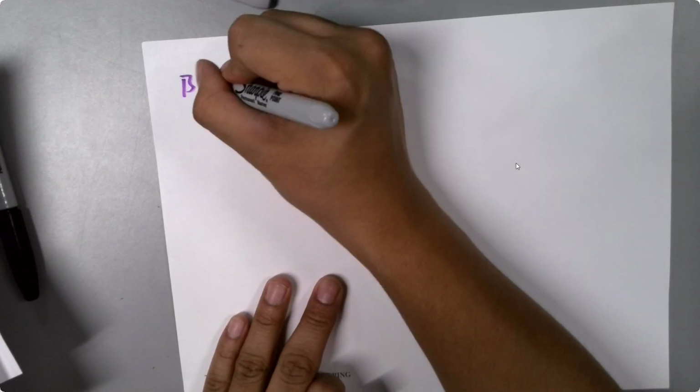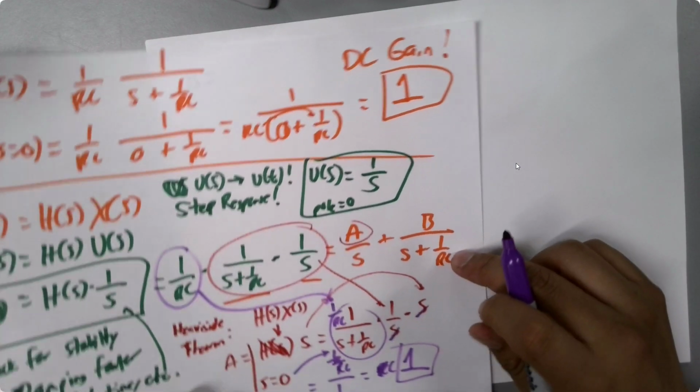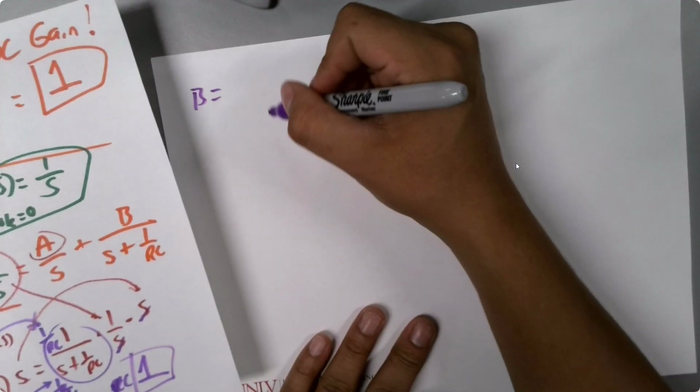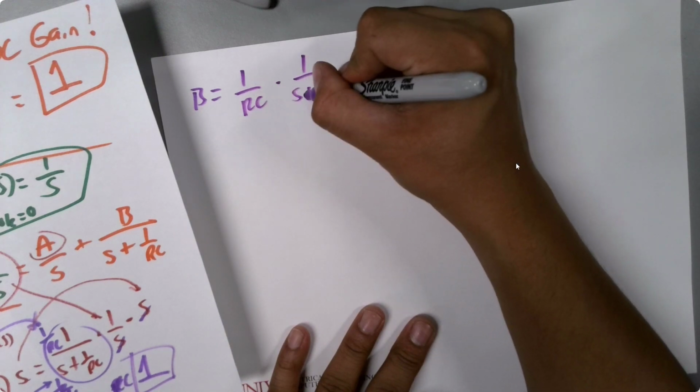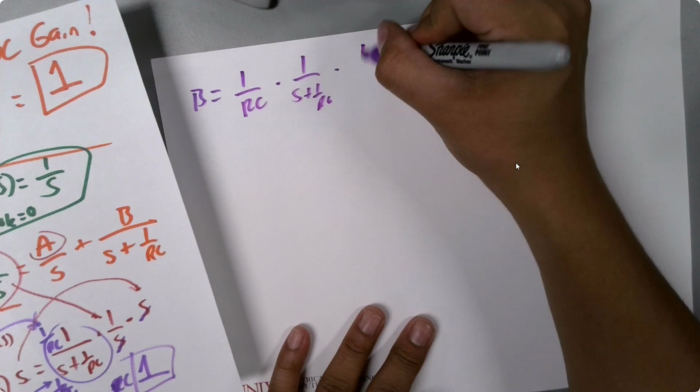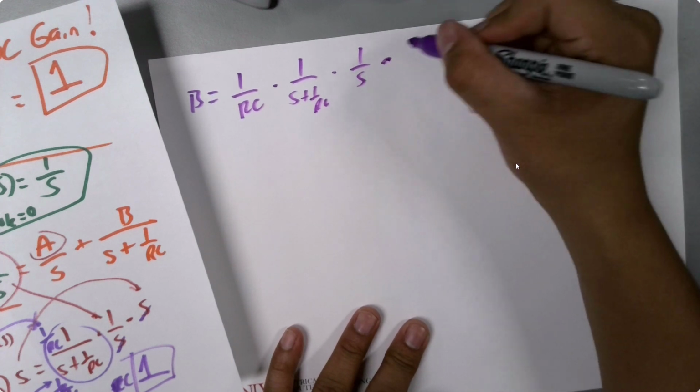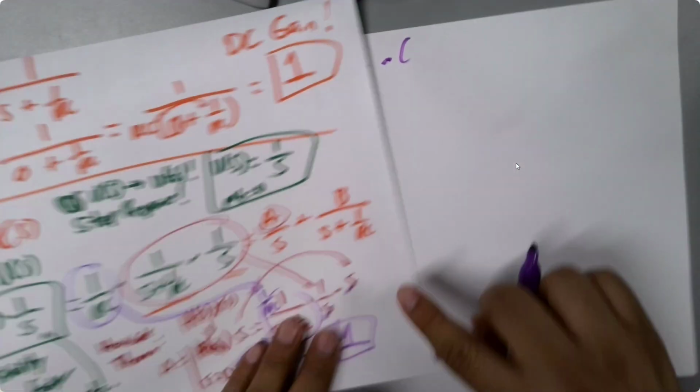Okay. So now for B, right? How do you solve for B, right? You look at the entire transfer function. I'm going to write the entire thing. Times 1 over s plus 1 over RC times 1 over s, right? Then you multiply it by the pole, whatever pole this is, right?